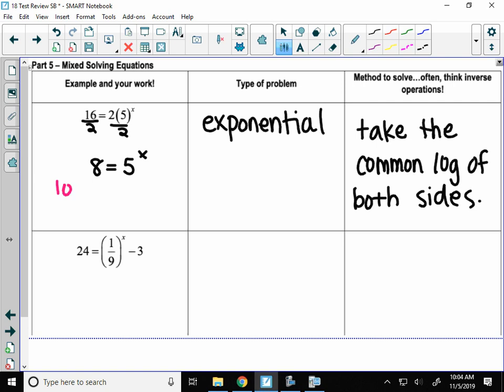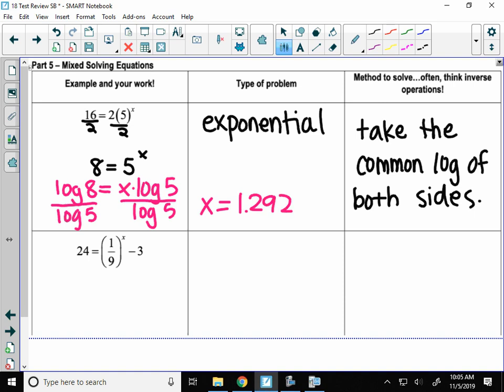I'd have log of 8 equals, when I take the log of the right, what happens with the exponent? It comes in front, x times log of 5. I'm going to divide by log of 5. And can someone type log of 8 divided by log of 5 into your calculator? 1.292. Good.